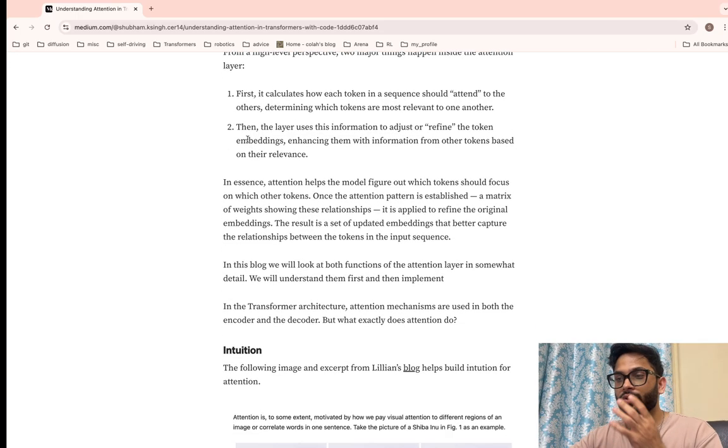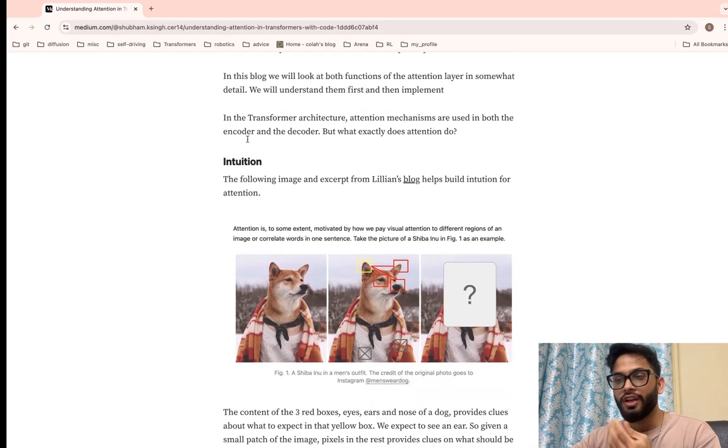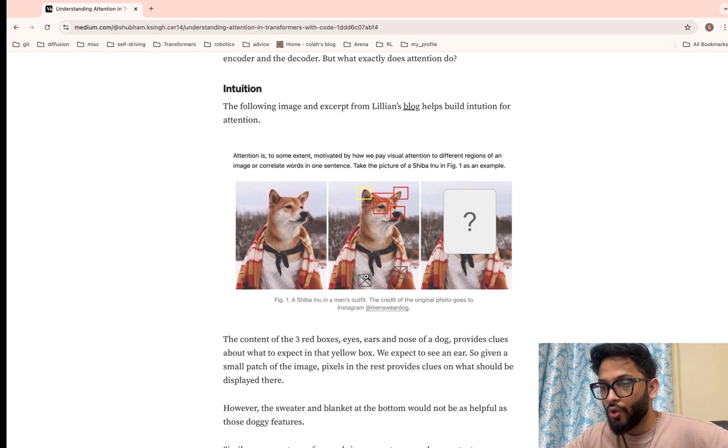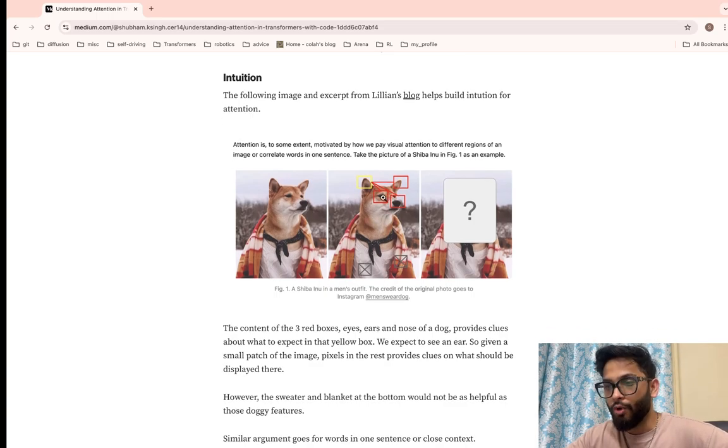Okay. For intuition, I would like to give you this example. Let's just quickly look at this image. This is from Lilian Weng's blog. She has an amazing blog. So if you look at this, imagine you cannot see what is inside the yellow box. The content of these three red boxes, the eyes, the ears, and the nose of the dogs, they provide some very serious clues as to what can be inside this yellow box.